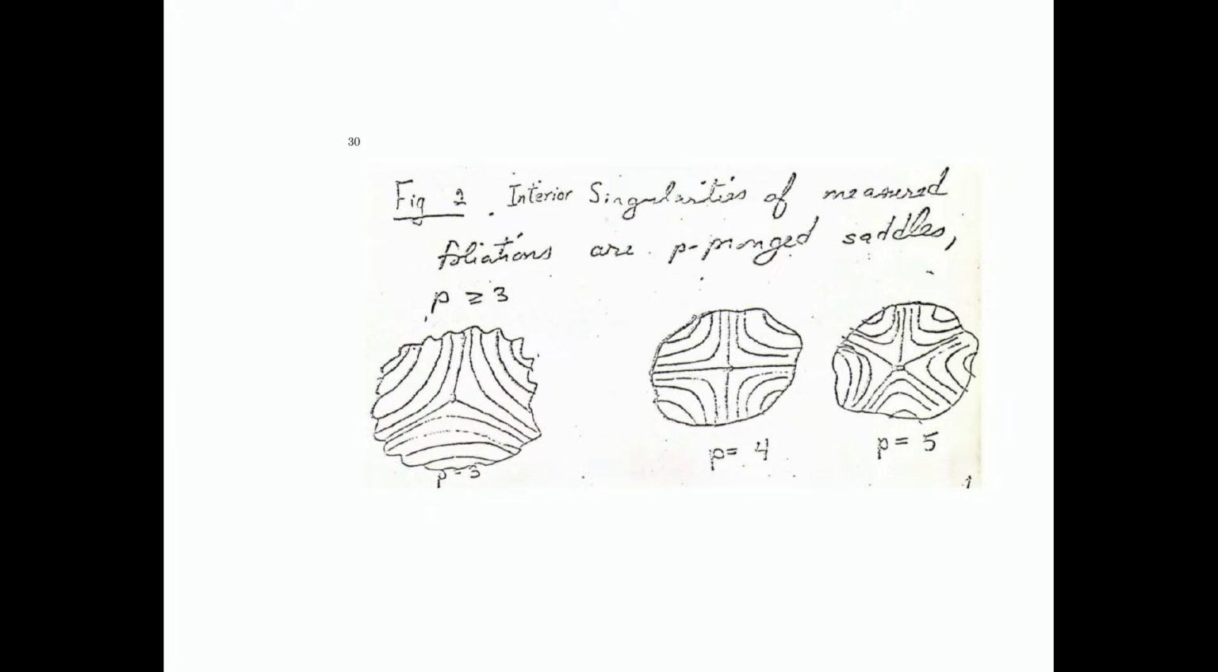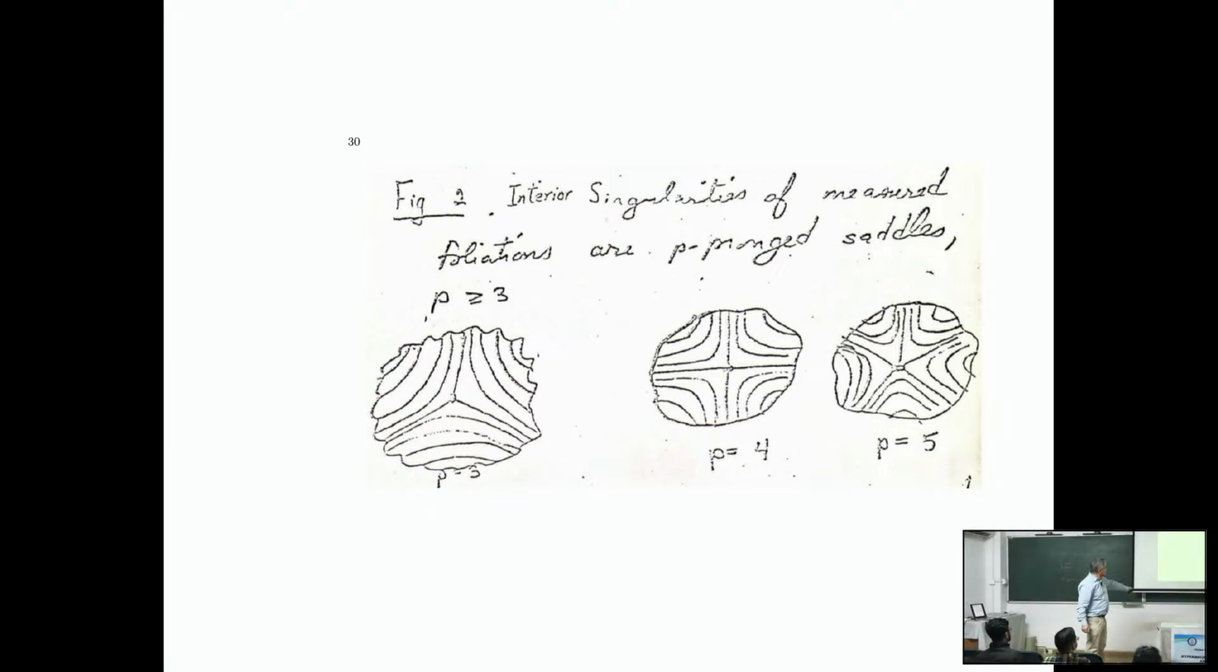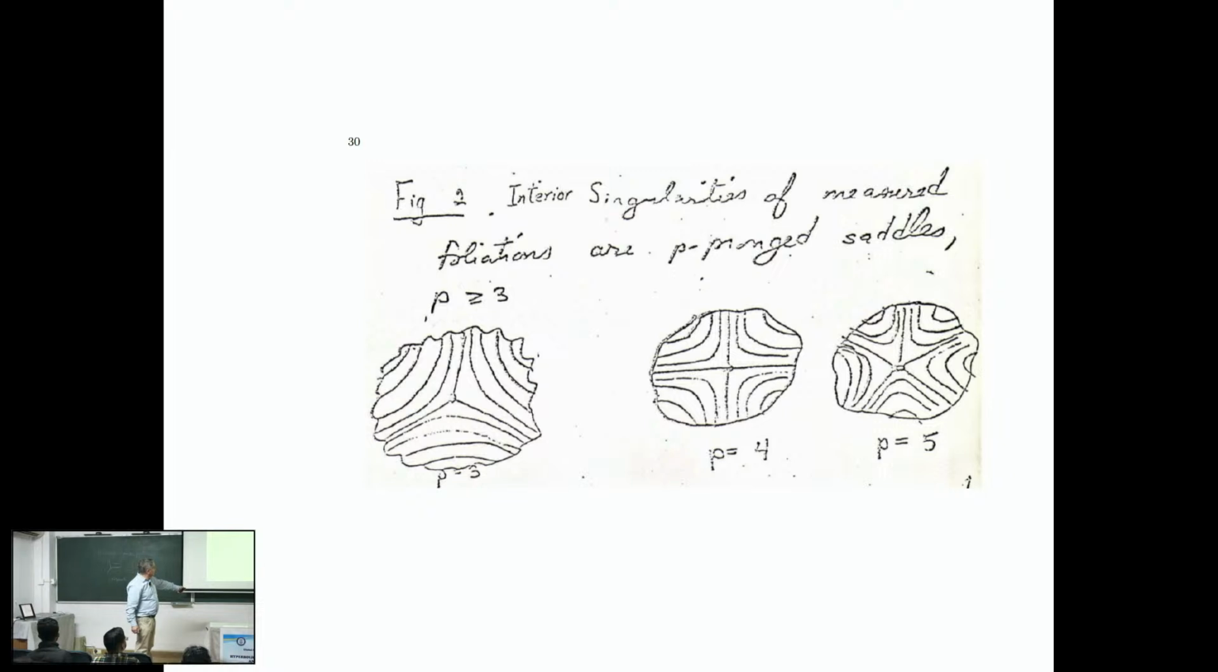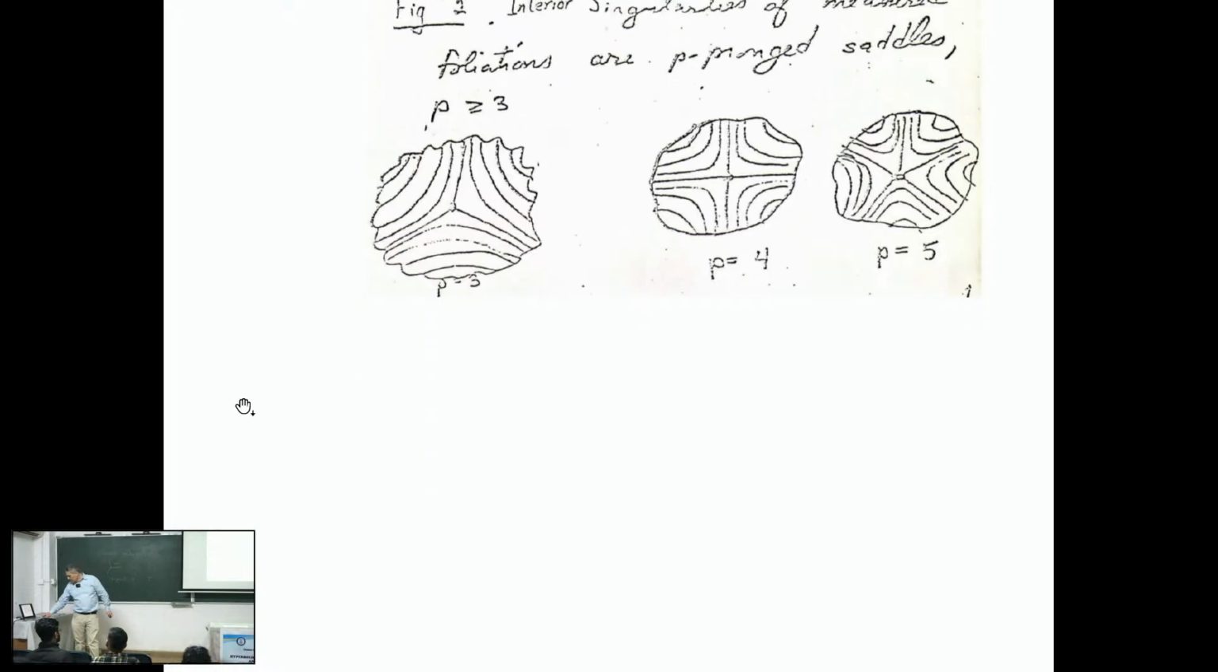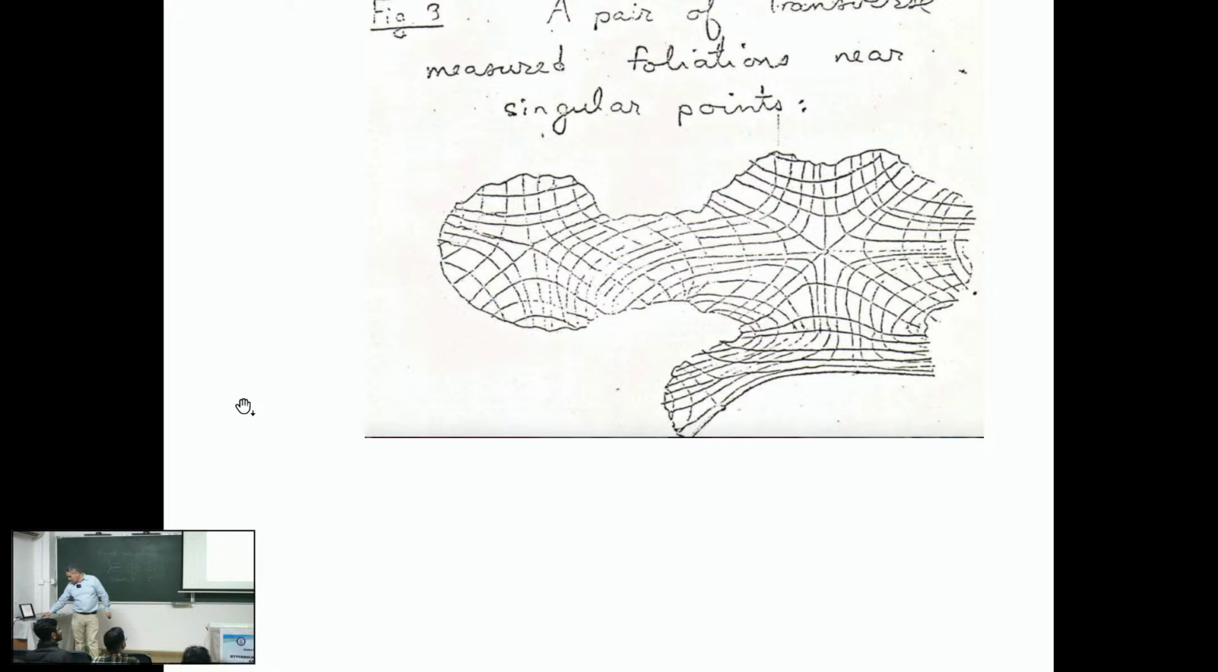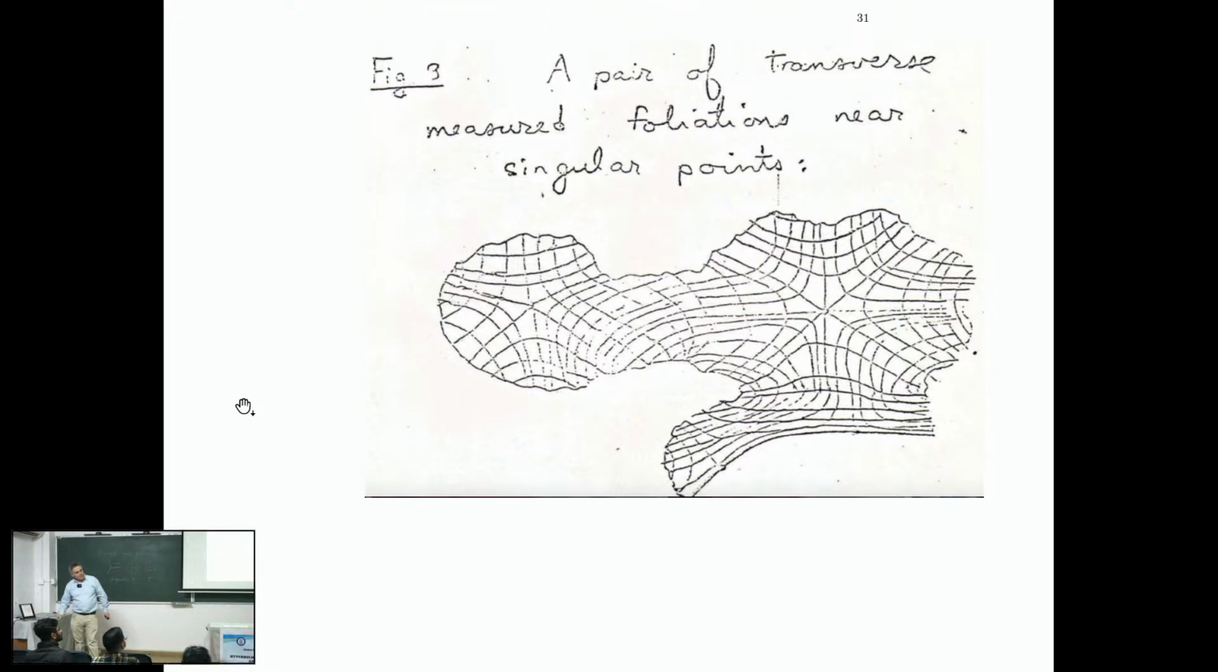Okay, so this is again, I like this picture. This is the first time Thurston talked about this. He distributed these notes. So this is interior singularities of measured foliations, p-pronged saddles. So this is p equals 3. This is p equals 4. And this is p equals 5, as I said. And then he has this picture. I mean, I have this picture, which is the last picture.